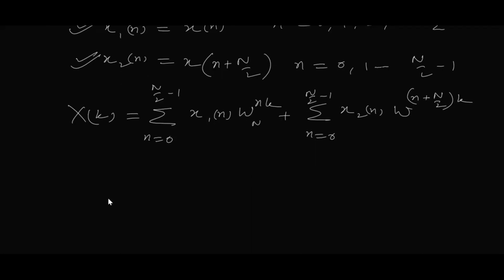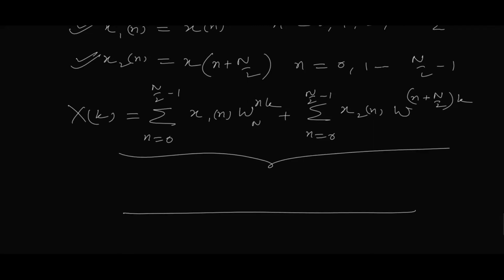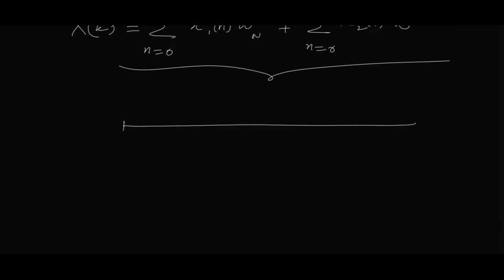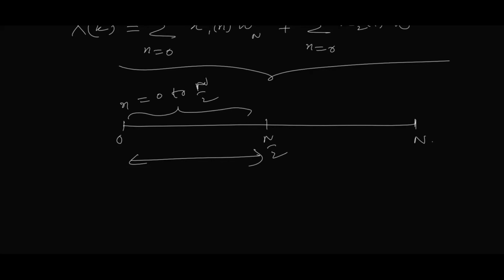Okay, for better explanation of this, let us consider a line and mark some samples on it. Let's say this is 0, and this side is N. Exactly halfway will be N by 2, we know. For this particular sequence, n will range from 0 to N by 2 minus 1.